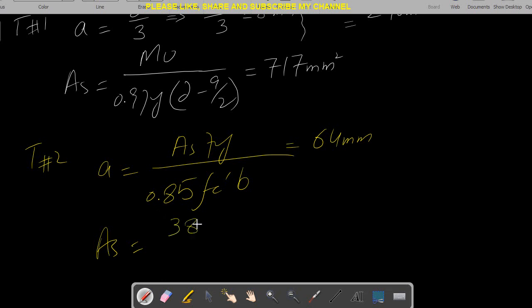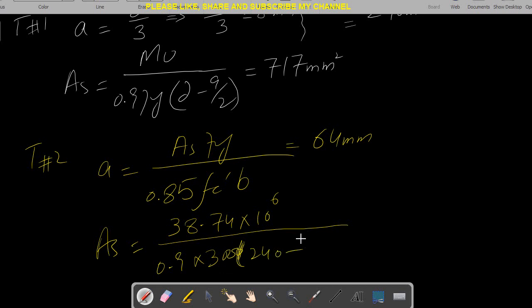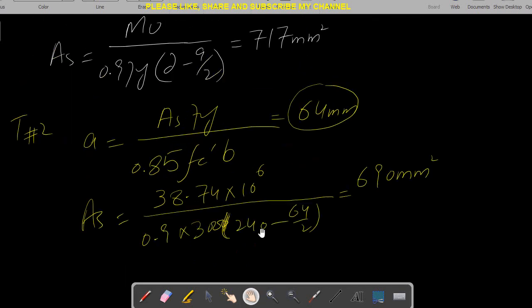I have, let me put the value, 74 times 10 to the power 6 Newton meter, right? And here I have 0.9 times 300 MPa times 240 minus 64, right? So 64 divided by 2, because I got 64 here. So it will give me 690 millimeter square. This is my second trial.